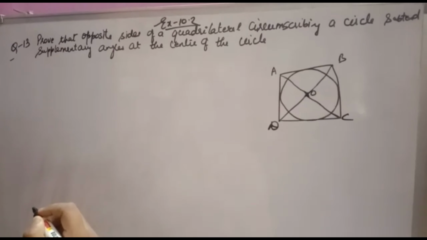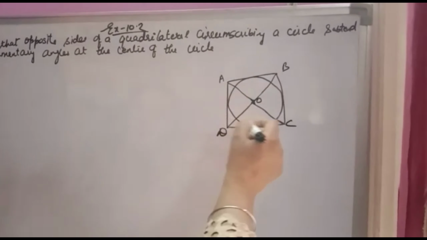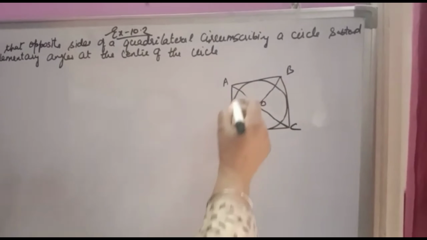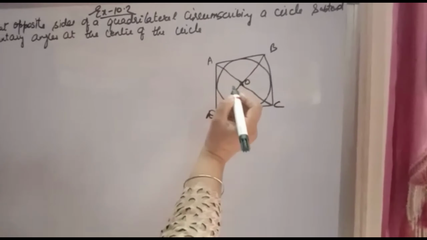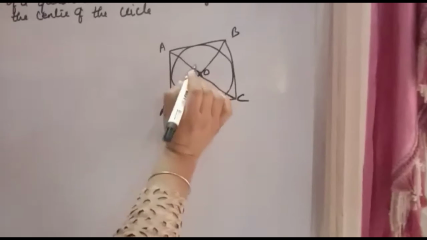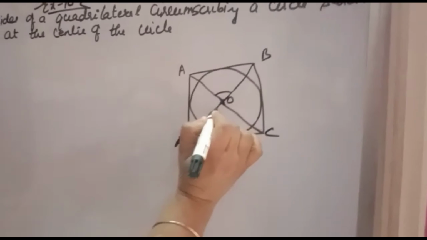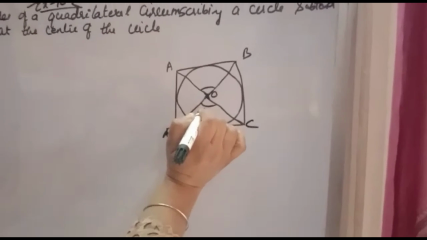See exercise 10.2 question number 13. Prove that opposite sides of a quadrilateral circumscribing a circle subtend supplementary angles at the center of the circle. Circumscribing a circle means outside of a circle. Opposite sides means AB and CD. This angle plus this angle is 180 degrees, supplementary.